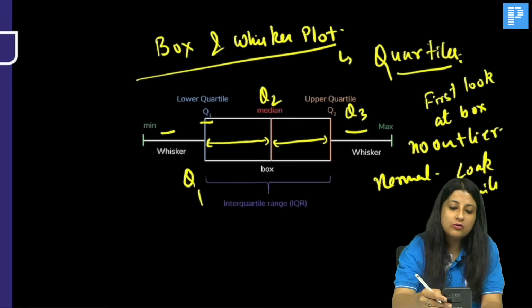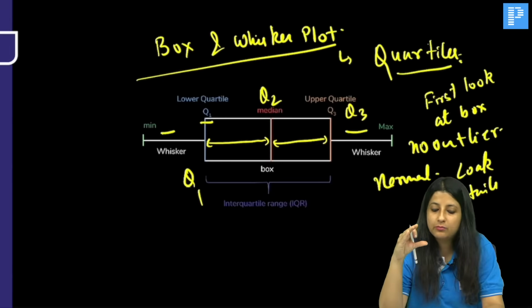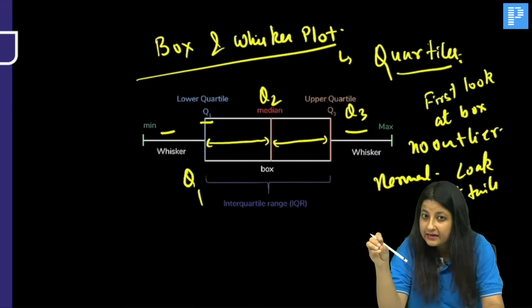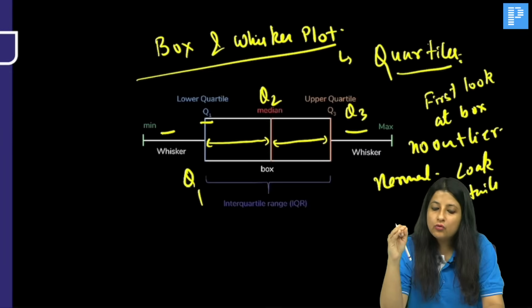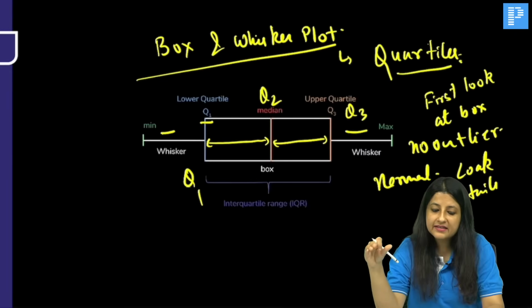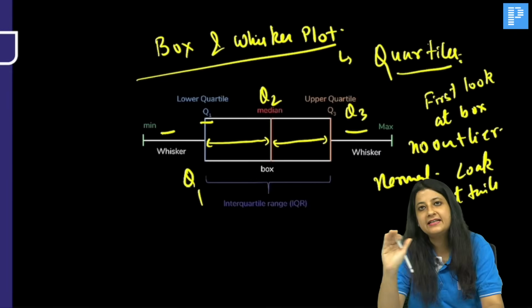ठीक है, आप क्या करोगे? You are going to look at the box. Now, when you look at the box, guys, if there is equal distribution on either side, it is normal. And you are also going to look at the whiskers. If there is equal distribution on either side, it is normal.